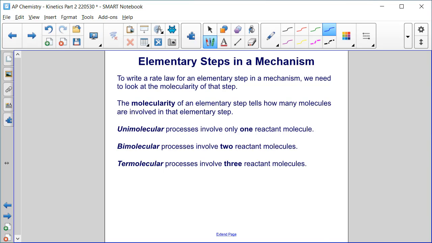Unimolecular processes involve only one reactant molecule. Bimolecular processes involve two reactant molecules, and termolecular processes involve three reactant molecules.